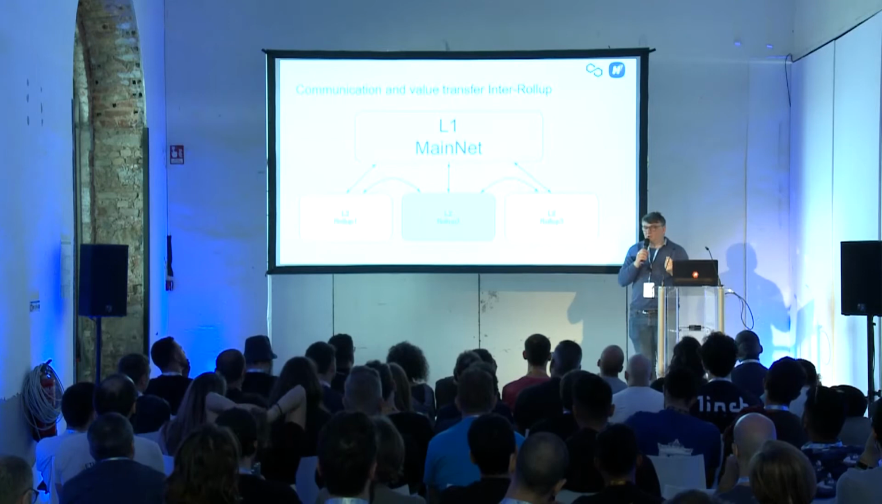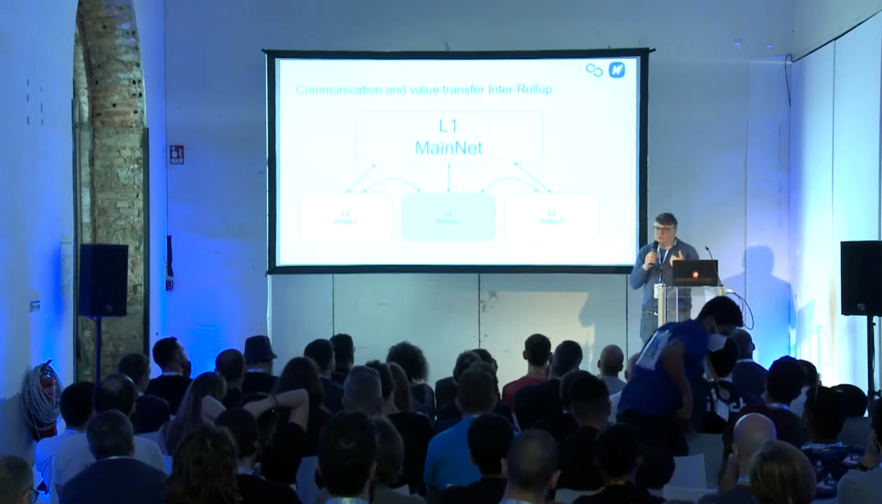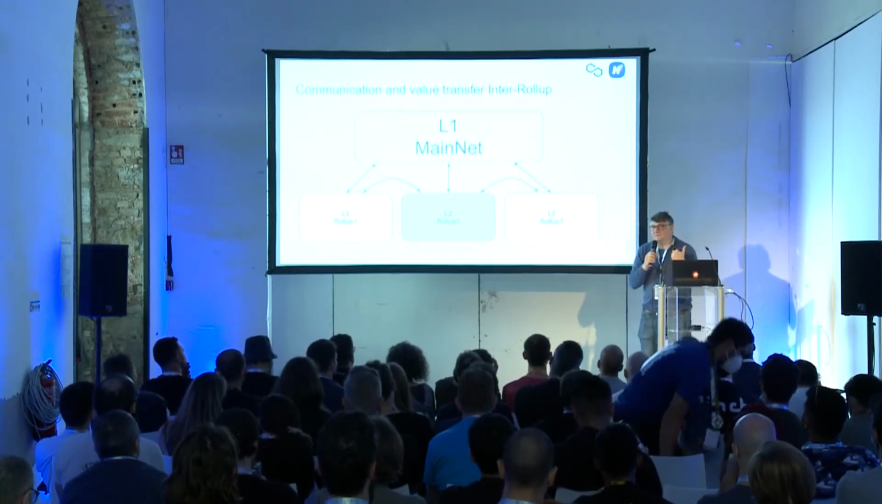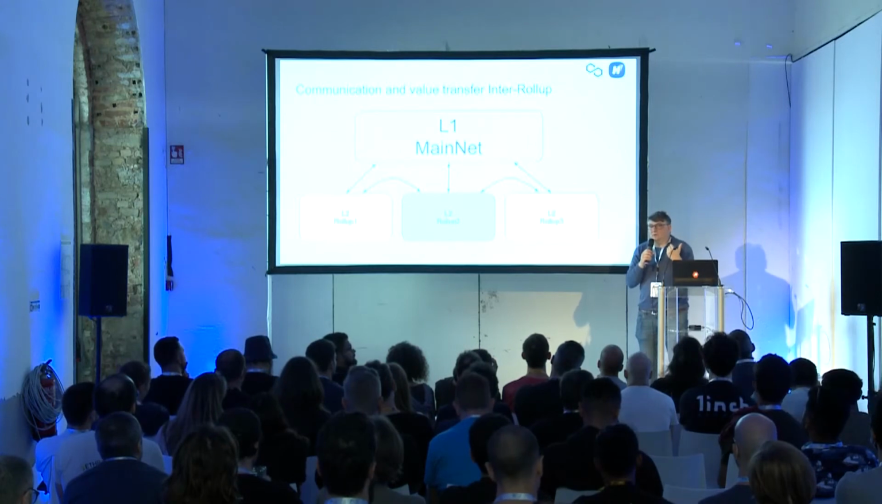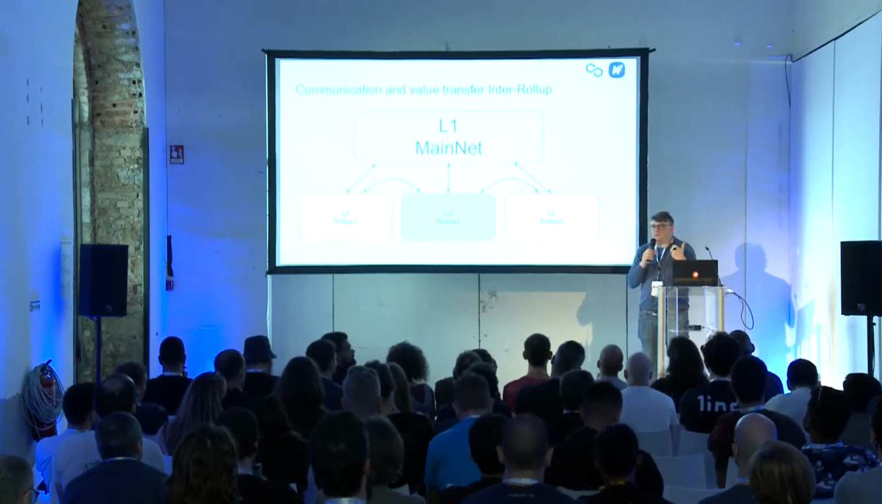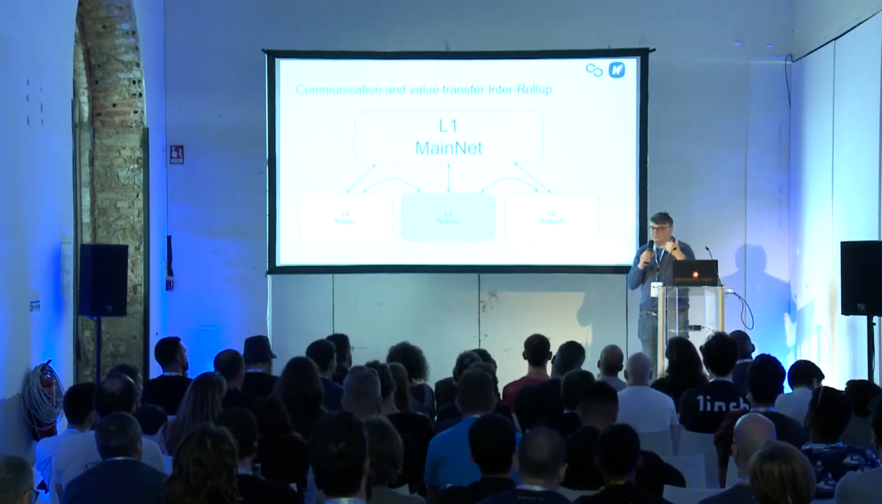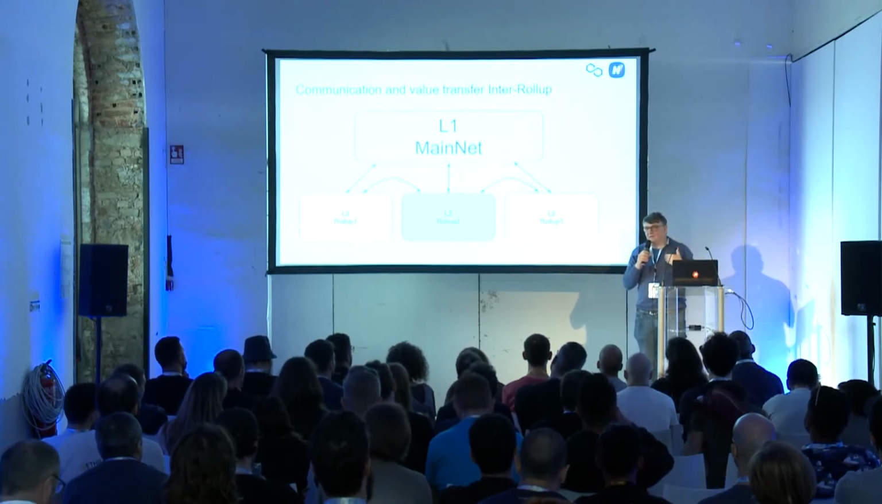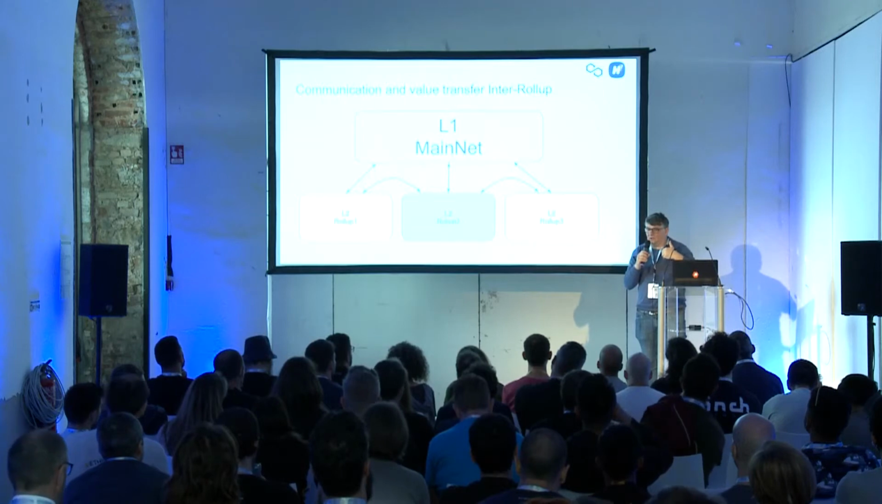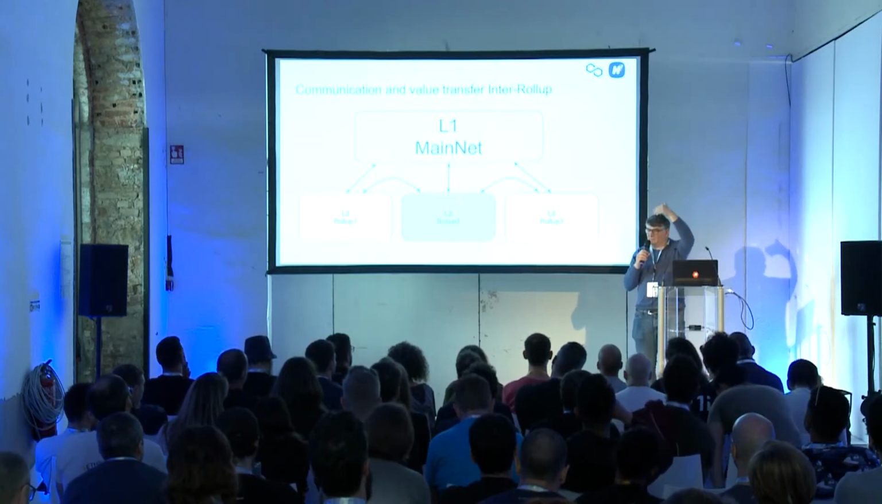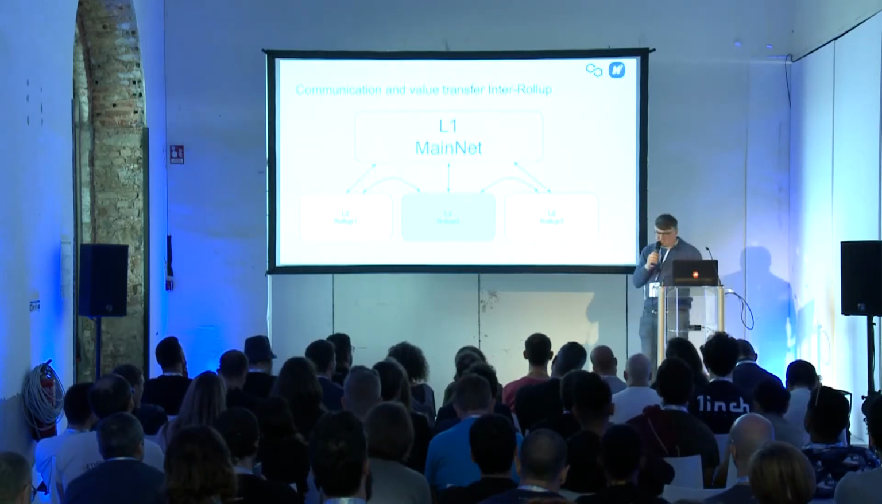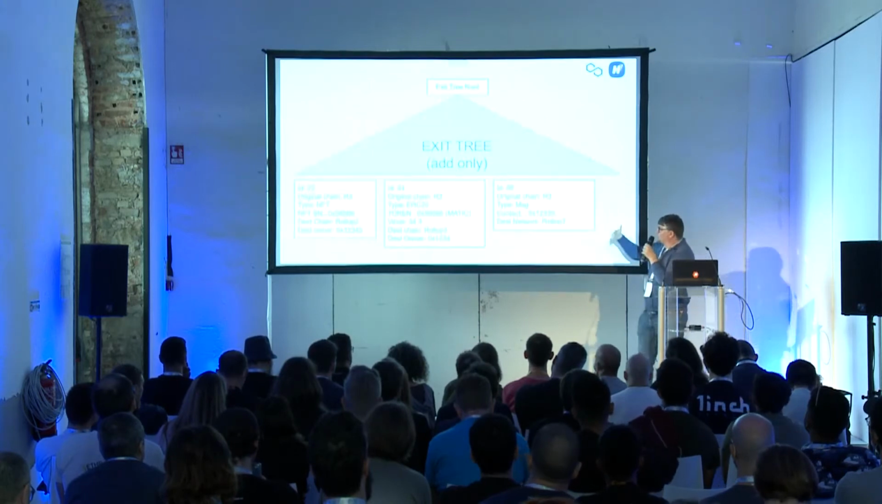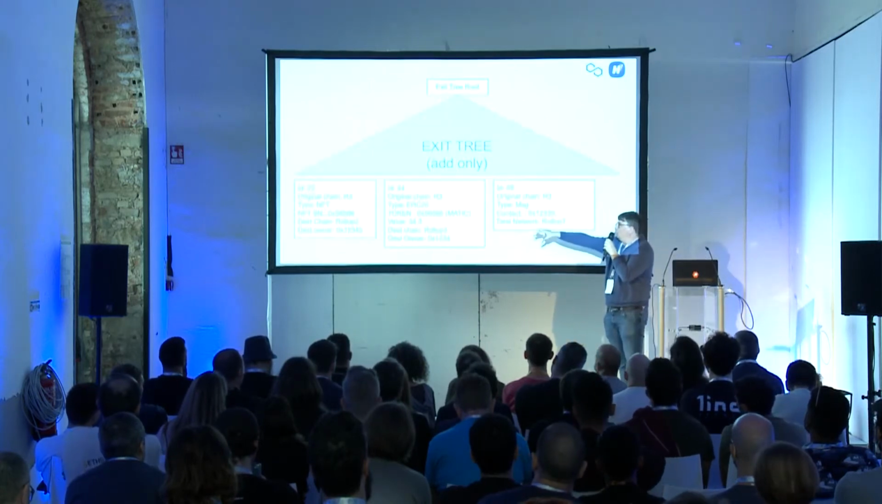So the idea is that in each rollup, each piece, we will have what we call an exit tree. An exit tree is a Merkle tree. It's an add-only Merkle tree, so you cannot remove things, you are only adding things. And every time you want to move funds to some other rollup, you just add another leaf in this Merkle tree.